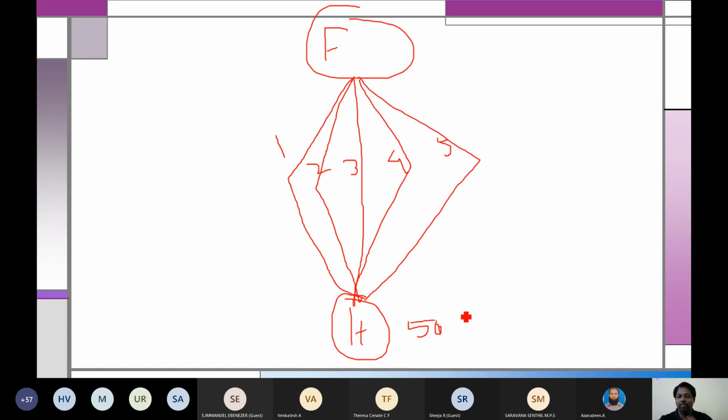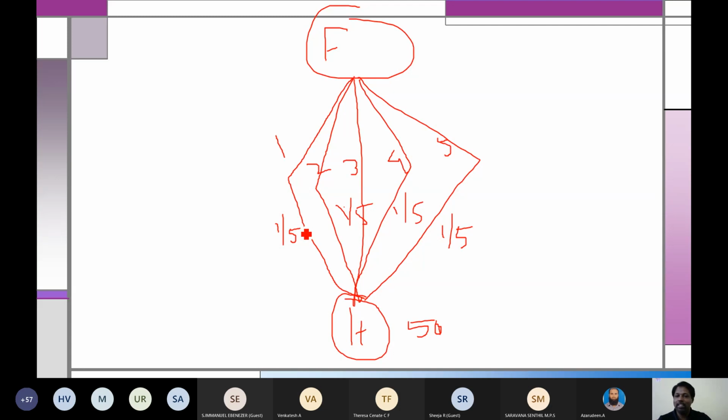Initially, when they are moving, there is no pheromone content deposited in any path, because all the paths are blank. No ants have traveled in those paths. So the probability of choosing any path will be the same, right? Because everything is new. There are 5 paths, so the probability is 1 by 5. The probability of choosing the first path is 1 by 5, second path is 1 by 5, third path is 1 by 5, and fourth path is also 1 by 5. It can take any path, because they are all new.